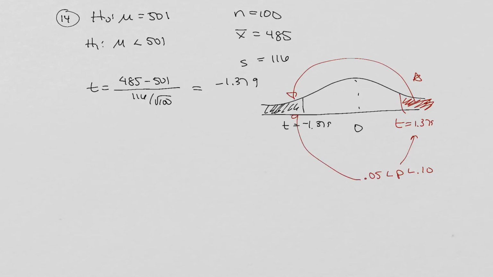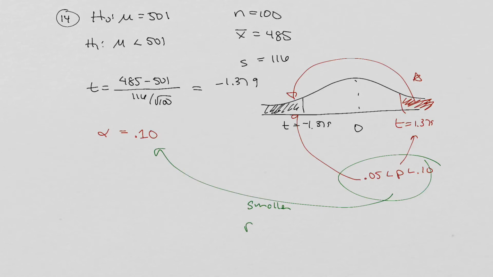Right. So for 14, let's see. If we let alpha be 0.1, how does alpha compare to my p-value? Well, p is somewhere between 0.05 and 0.10, which means the p-value is smaller than alpha, which means we reject the null hypothesis. All right, just a few more to go here.